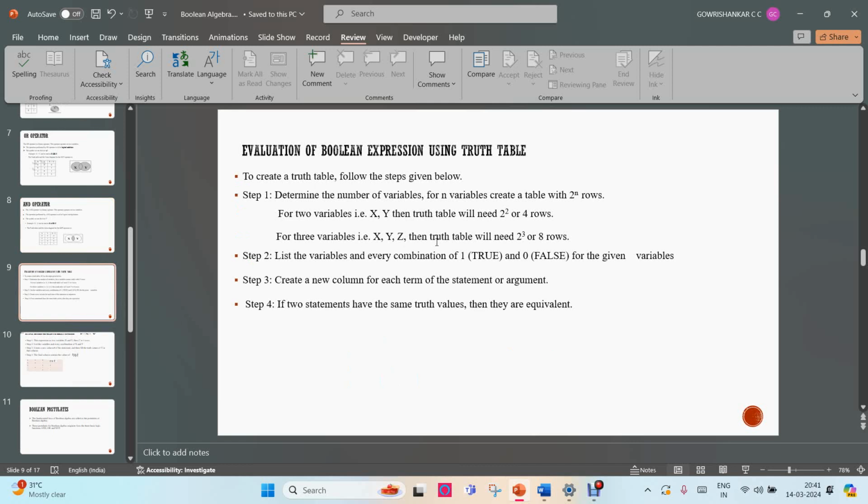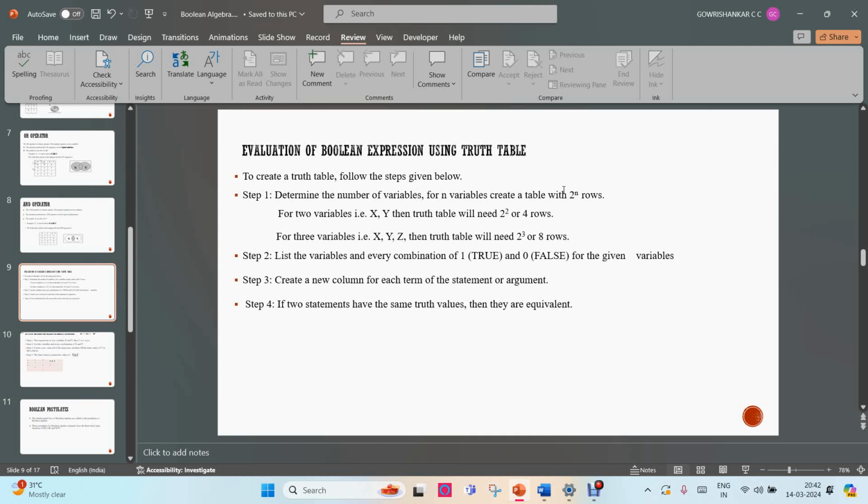To evaluate a Boolean expression using a truth table, we must know these steps. To create a truth table, follow these steps. First, determine the number of variables. For n variables, create a table with 2 to the power of n rows. This means we need to see how many variables there are.